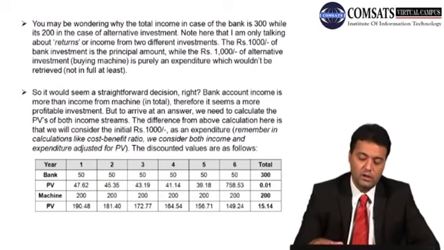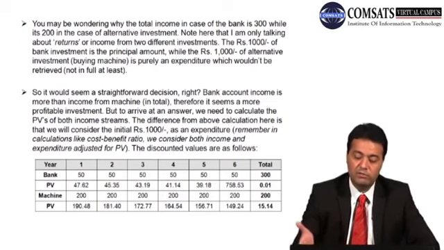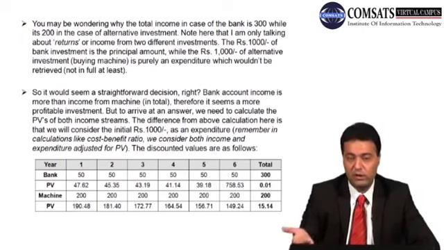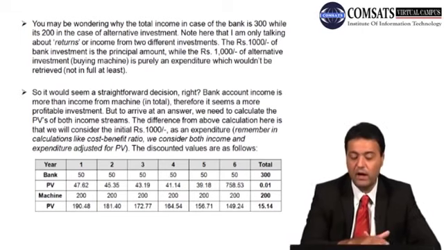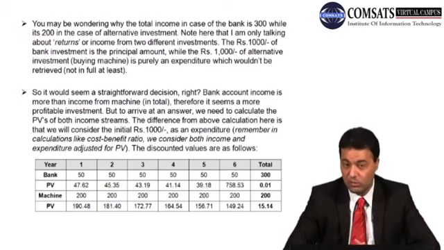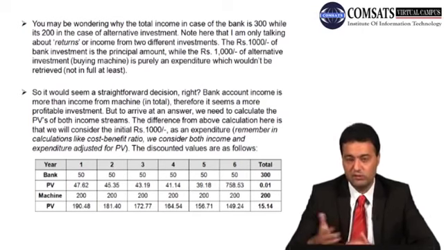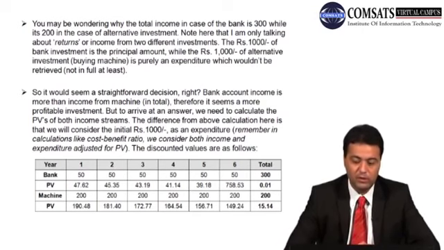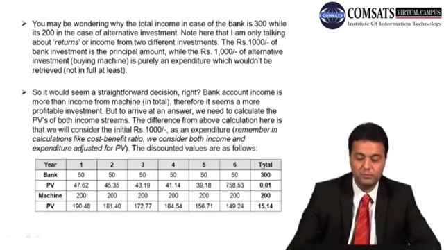So again, how do you arrive at the number 15.14? Well, take it out from 1000 rupees, that was the expenditure on the machine. Add up all the present values of the years, 1, 2, 3, 4, 5, 6, and take it out from 1000 rupees. And this is what you're left with, 15.14. Which is more than what we are left with in terms of present value of the bank's investment option.